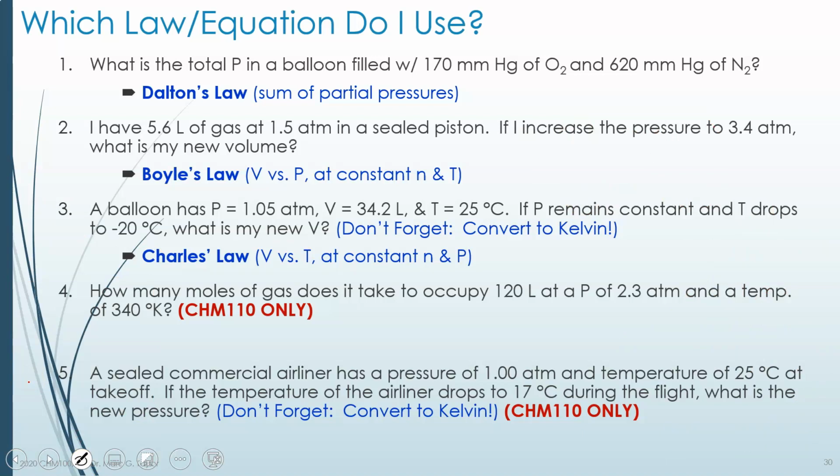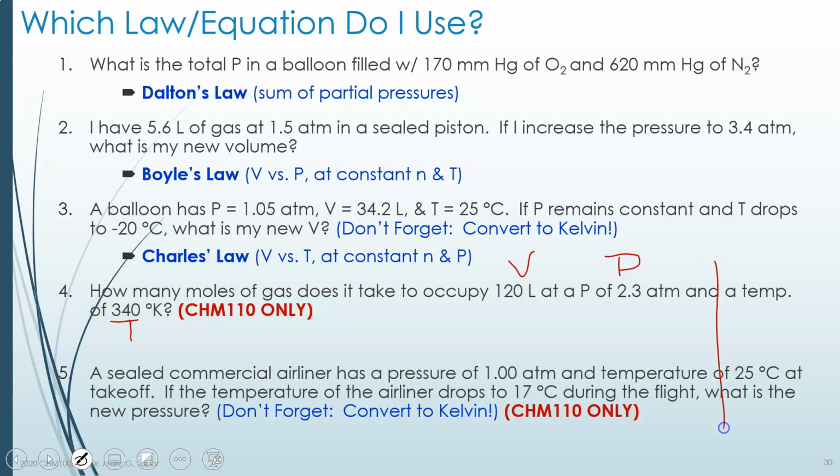Looking at question 4, how many moles of gas does it take to occupy 120 liters at a pressure of 2.3 atmospheres and a temperature of 340 degrees Kelvin? All right, well, what you can see right away is nothing's changing. You're given one set of conditions, a volume, a pressure, and a temperature.